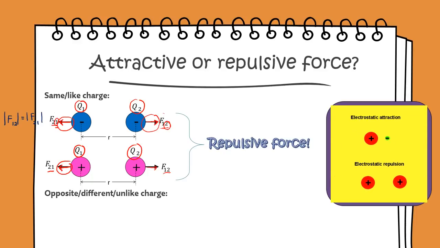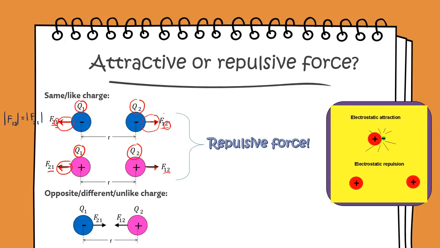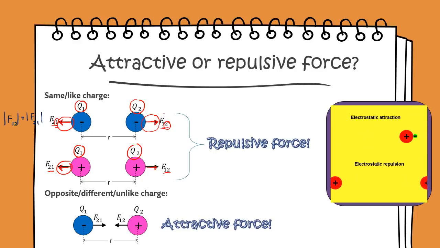Now we go for the opposite, or different, or unlike charge, meaning one is a positive charge and another one is a negative charge. If it is positive and negative charge, the electrostatic force produced is an attractive force. On charge Q1, the direction of electrostatic force is to the right, while on charge Q2, the direction of force is to the left.